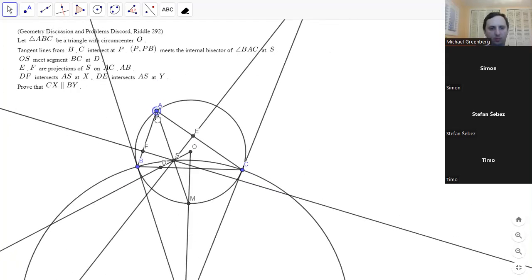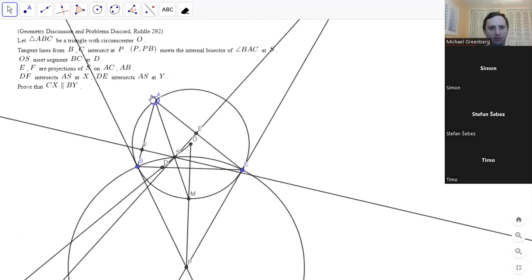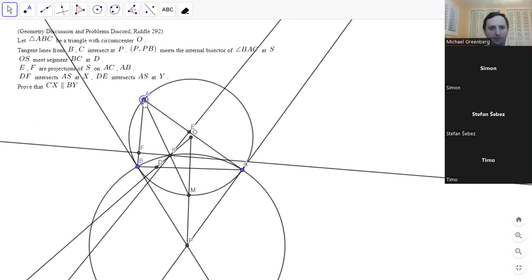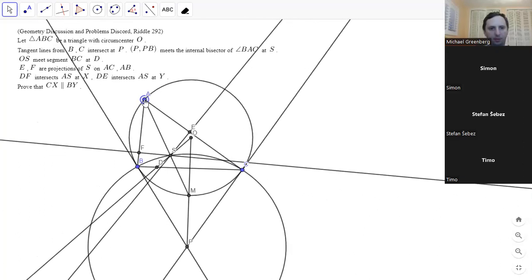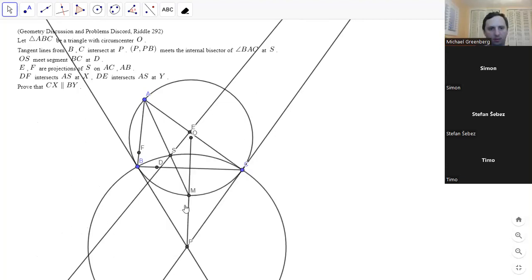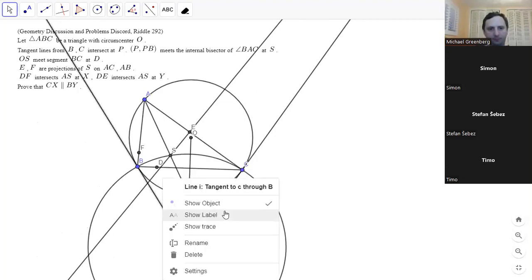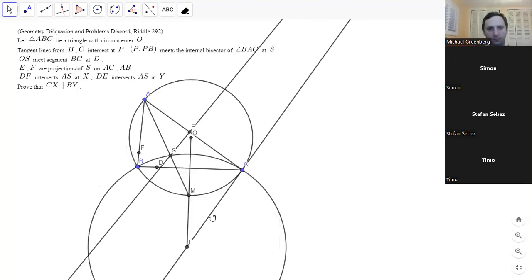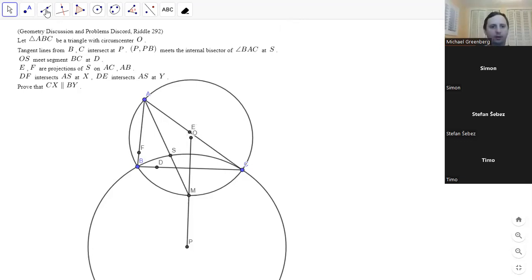So this is a tricky diagram. Let me make a few things look nicer first. Yeah, there's a lot going on here.